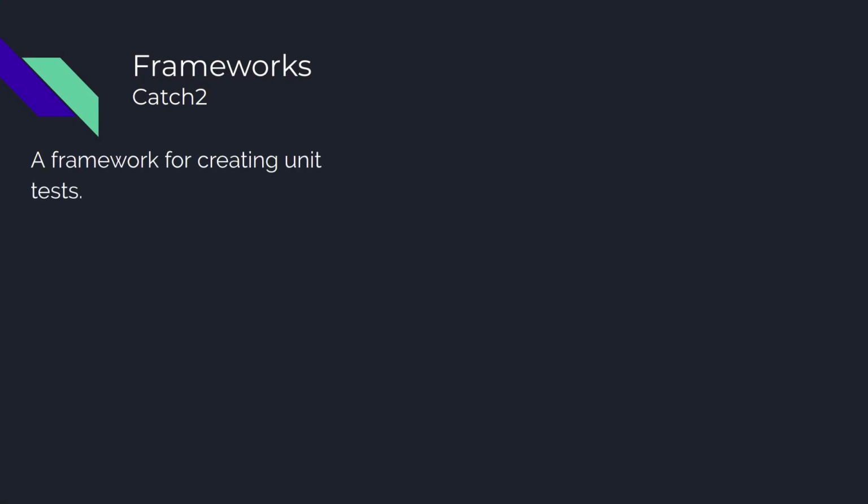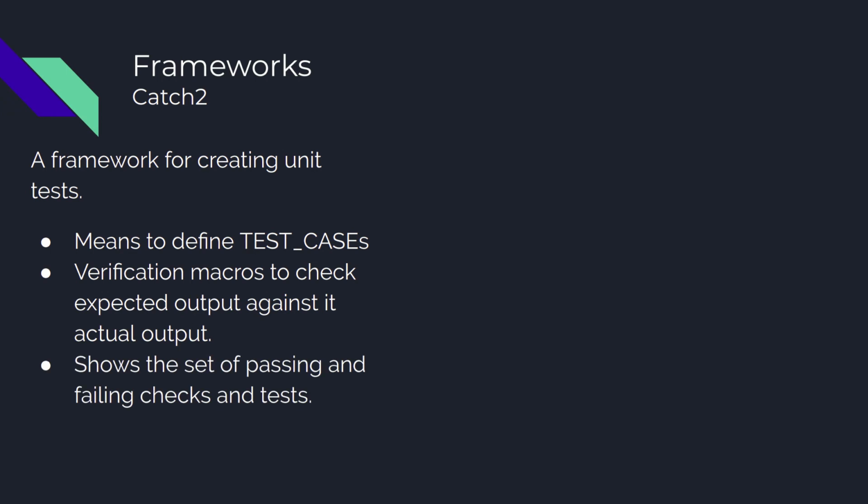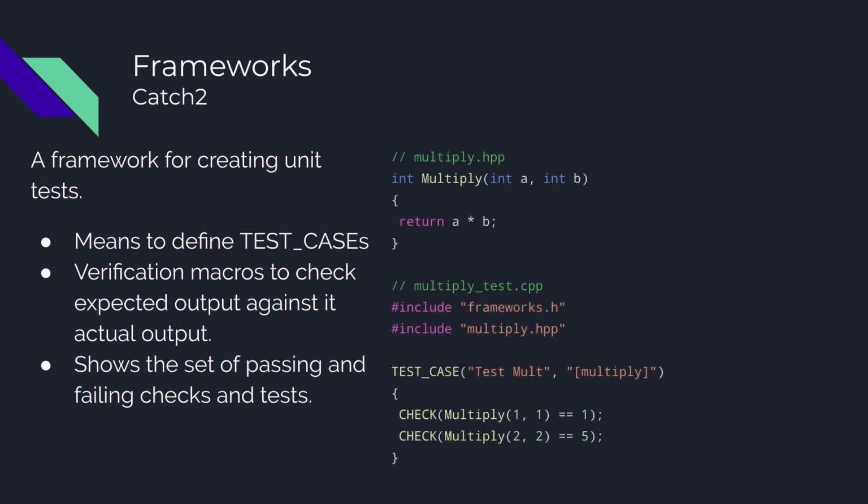Okay, so we're going to start off with the framework Catch2. Catch2 is for creating unit tests. This means that you can define unit tests. It gives you verification macros to check expected output against its actual output. And it shows a set of passing and failing checks and tests.